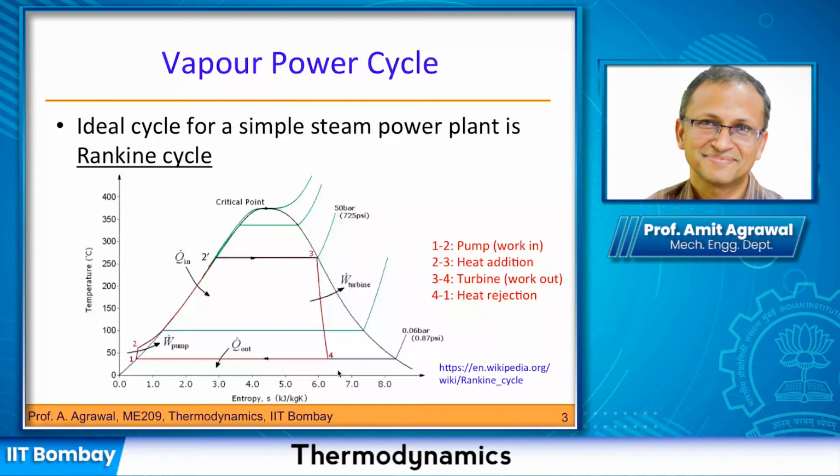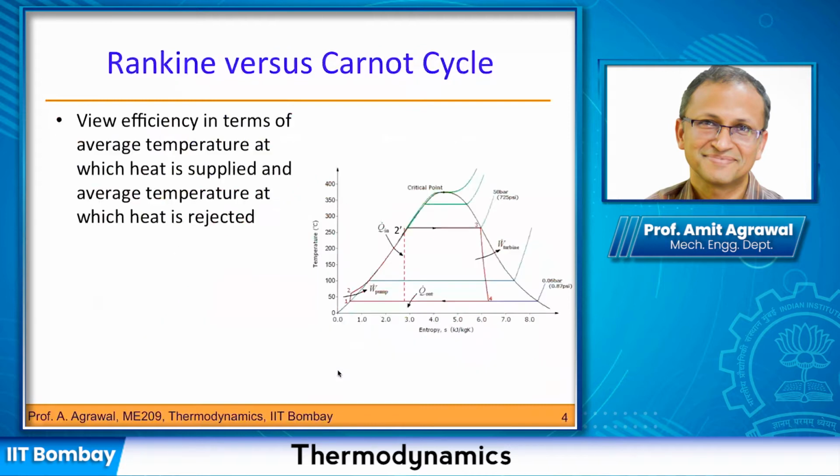So then we were comparing our Rankine cycle with the Carnot cycle. We said that this is how we are going to view things without trying to do an exact computation, of course, which is very much possible, but much more time consuming. So if you view our efficiency in terms of the average temperature at which heat is supplied and the average temperature at which heat is rejected, then if one changes, the other changes, and we can get a feeling of how the efficiency would change.